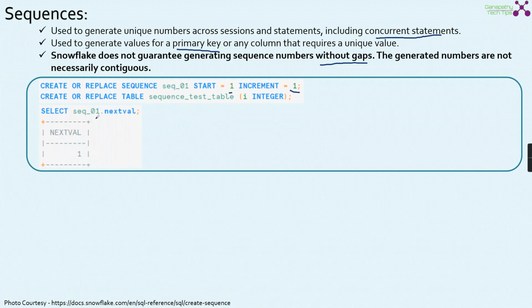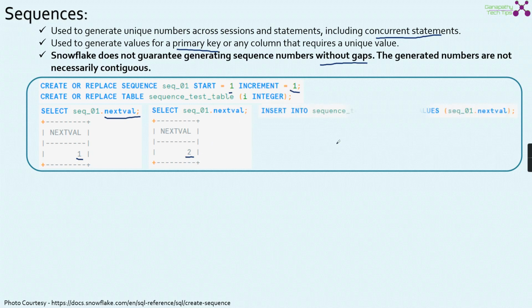Now we are executing select seq1.nextval, and it will give me the first value, which is 1. Now if I execute the same statement again, it will give the next value of 2, so it is getting incremented by 1. Now I am going to insert the next value of seq1 into this table. Now try to guess what value is going to be available in the sequence test table. Yes, it is of course 3. Why? Because at the time it was 2, then we used nextval, so it is 3.